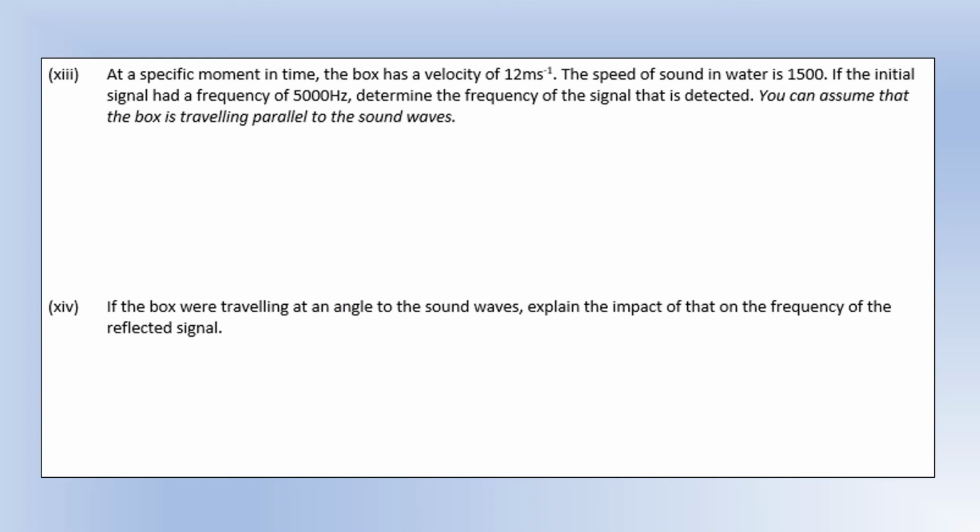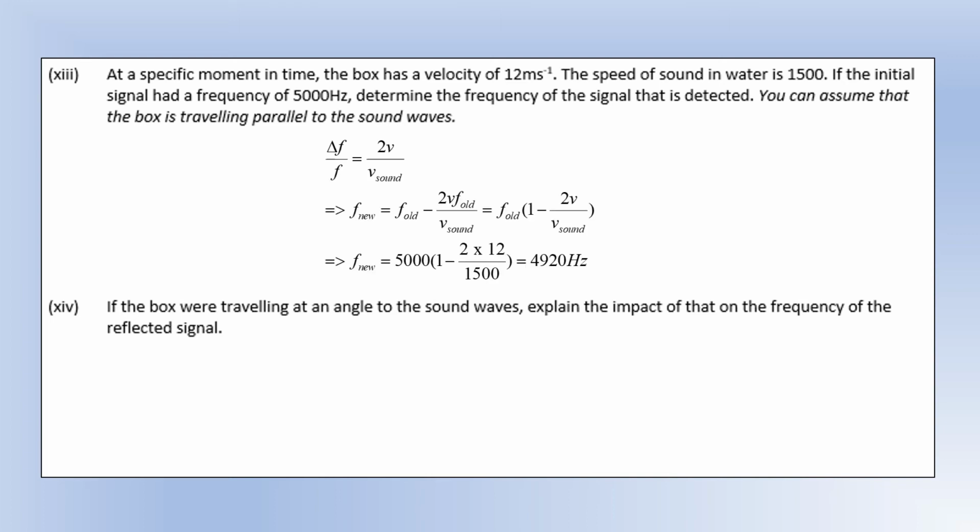So at a specific moment in time, the box has a velocity of 12 meters per second. The speed of sound in water is 1,500 meters per second. If the initial signal had a frequency of 5,000 hertz, determine the frequency of the signal that is detected. And we can assume that the box is traveling parallel to the sound waves, or there's an angle of 0 between them. So if there's an angle of 0, we can get rid of the cosine term from this expression.